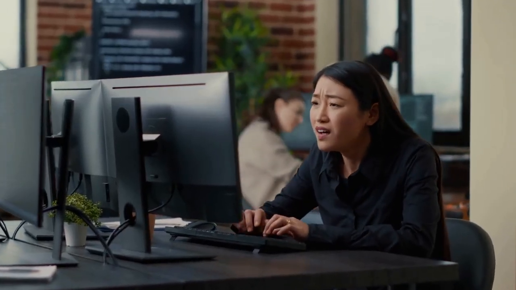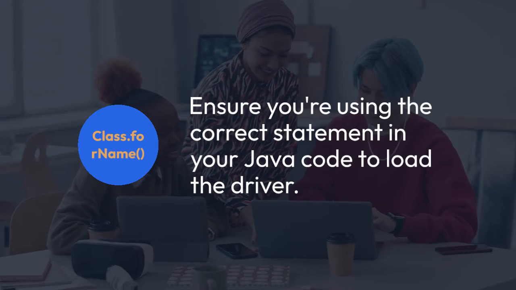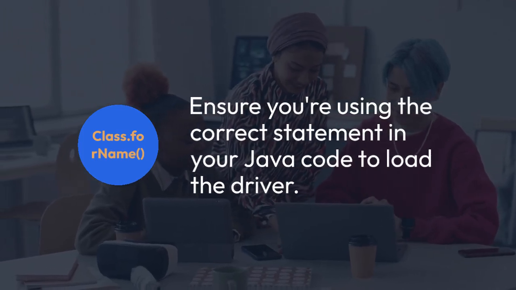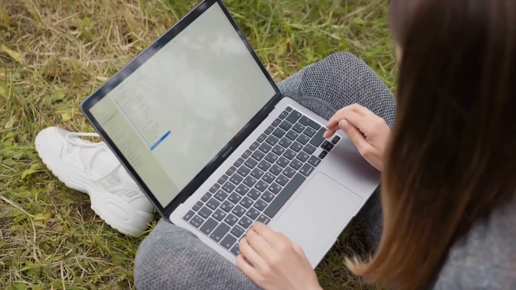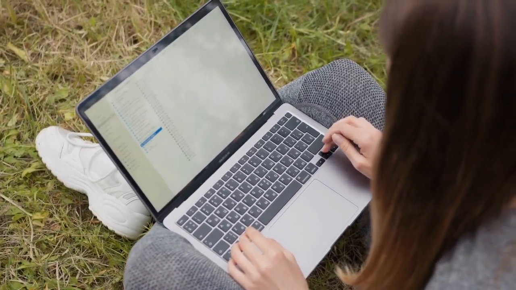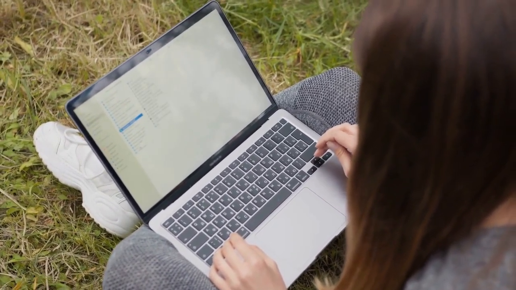6. Verify the driver in your code. Ensure you're using the correct Class.forName statement in your Java code to load the driver. This line typically looks something like this: Class.forName("com.mysql.cj.jdbc.Driver"). The exact class name might vary slightly depending on the Connector/J version. Always double-check the documentation for the version you downloaded.